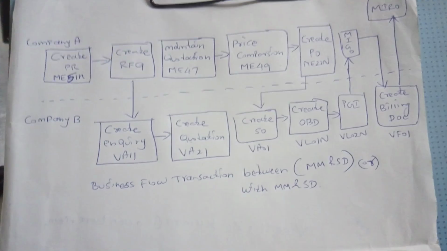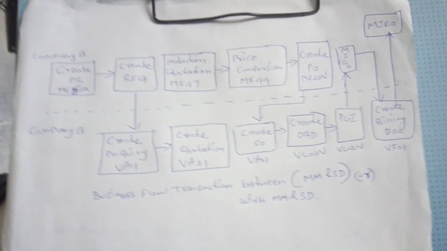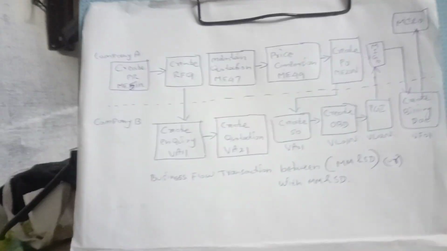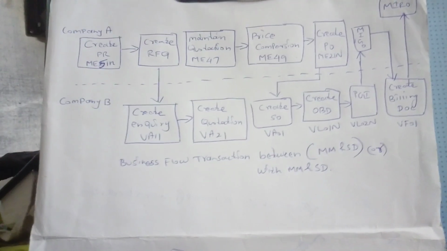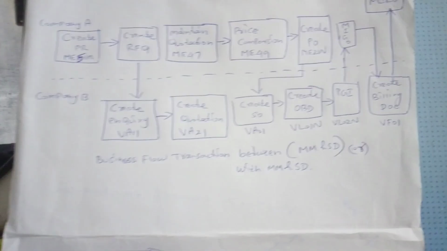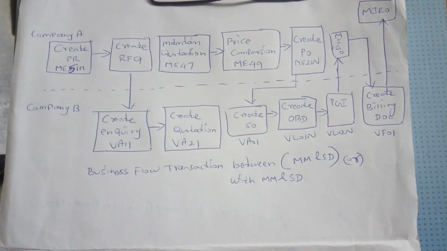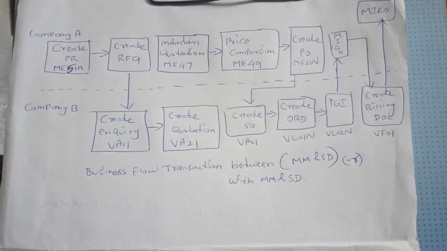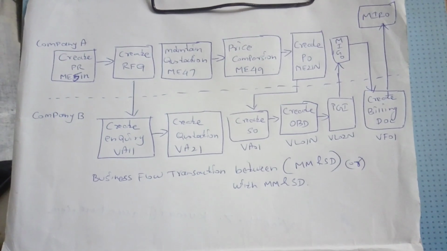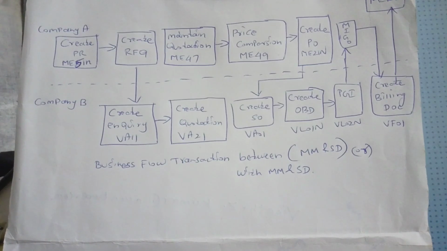So now in company B, we have the quotation document created. This quotation is printed in company B, and they will send it to company code A. Now the company code A purchasing team will receive the quotation sent by company B. The buyer of company A will receive the quotation.